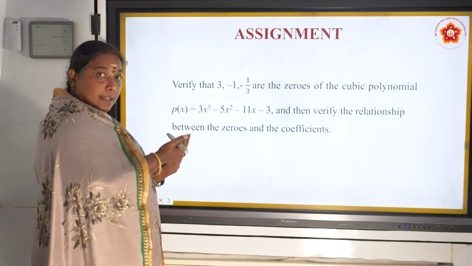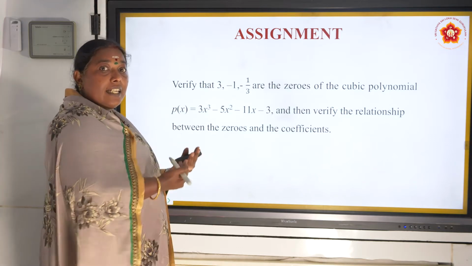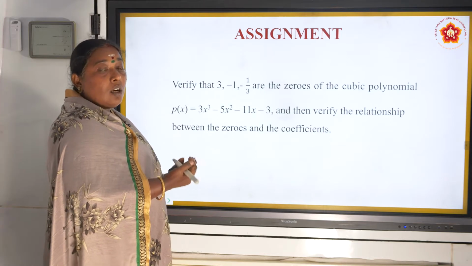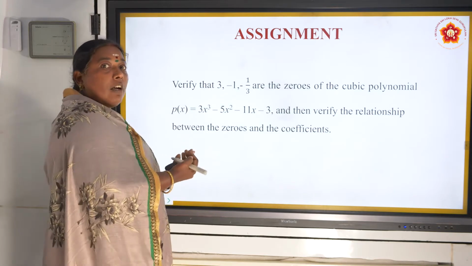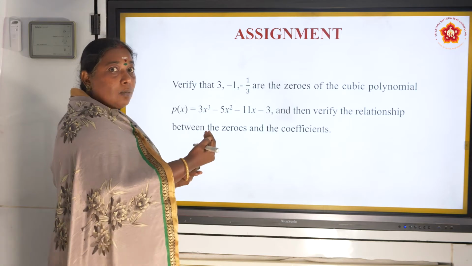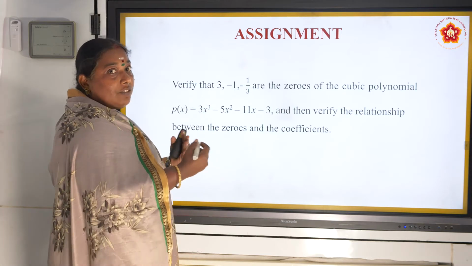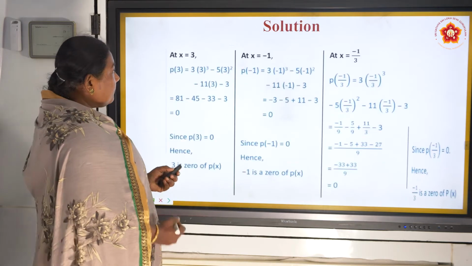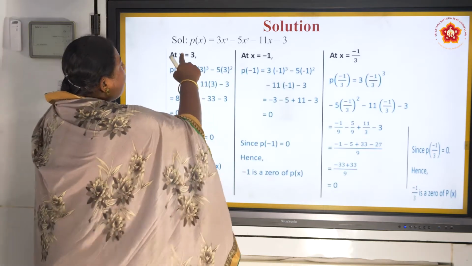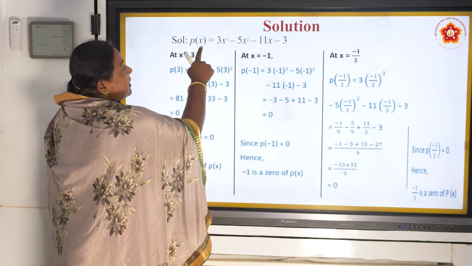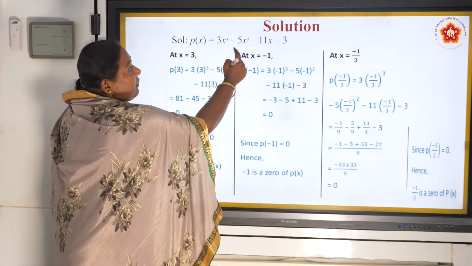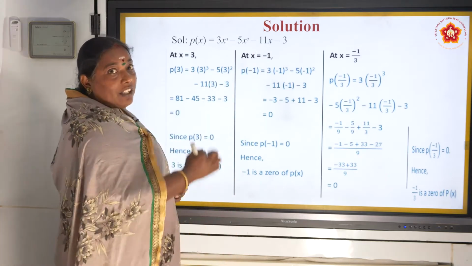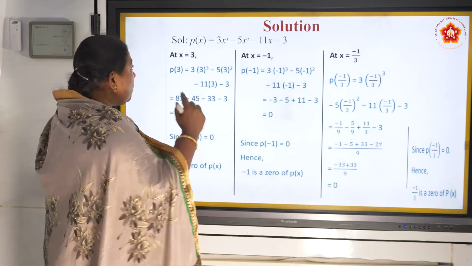We saw in the previous session what the relation is. That means if I have alpha, beta, gamma as the zeros, alpha plus beta plus gamma is equal to minus b by a. Like that we saw formulas. So let us try it. They have given the polynomial p of x is equal to 3x cube minus 5x square minus 11x minus 3, and they have given 3 zeros. Let us try it one by one.